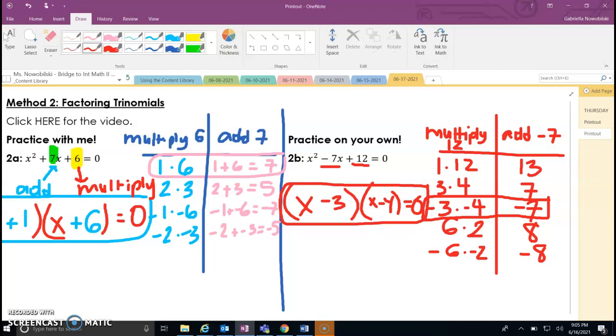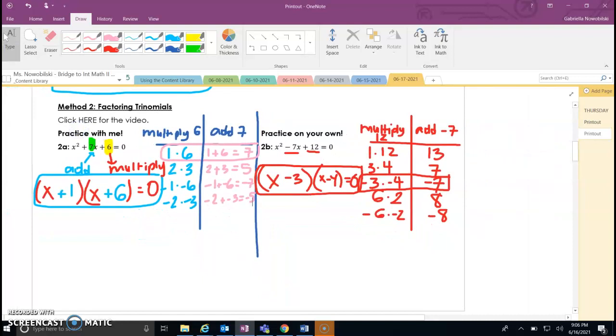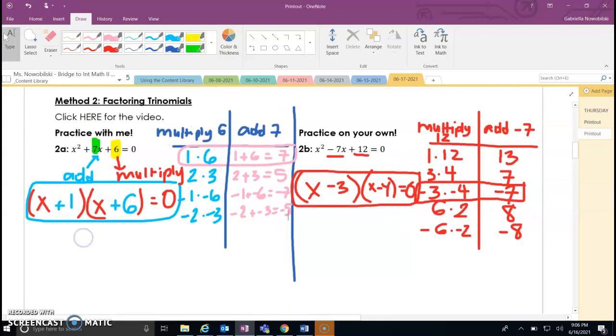Okay, and that's your full factored form. x minus 3 times x minus 4 equals 0. That is going to be the factored form of the polynomial we started with. Once you're comfortable with these two, you can go ahead and move on to method 3.